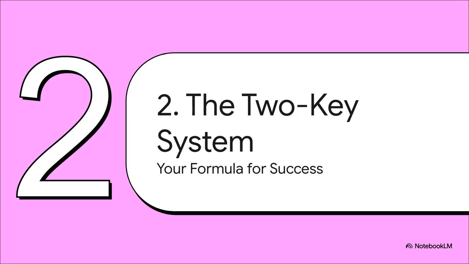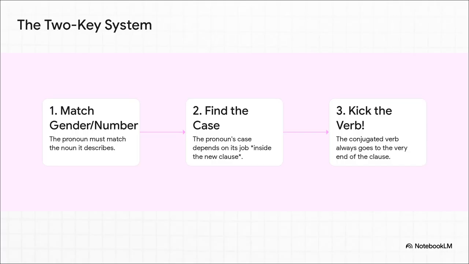So how do we actually build these things correctly without just guessing and hoping for the best? Forget trying to memorize a million different sentences. All you need is the two-key system. Think of it like a formula that just works every single time. Okay, here's the entire system on one slide. There are just two keys you need to figure out which pronoun to use, and one golden rule for the word order. Key number 1, match the pronoun's gender and number to the noun it's describing.